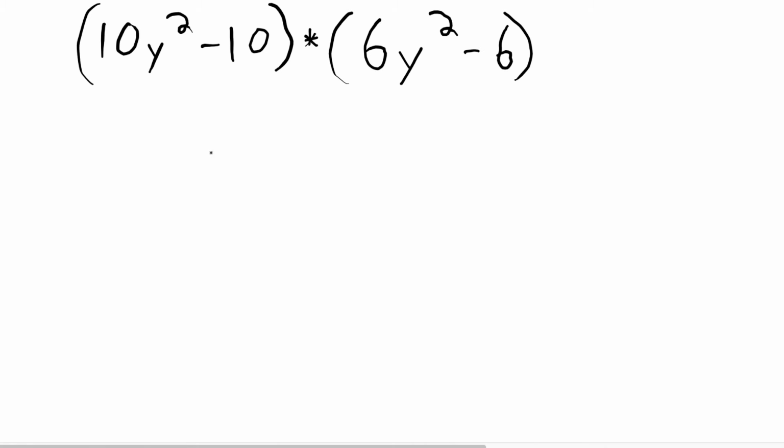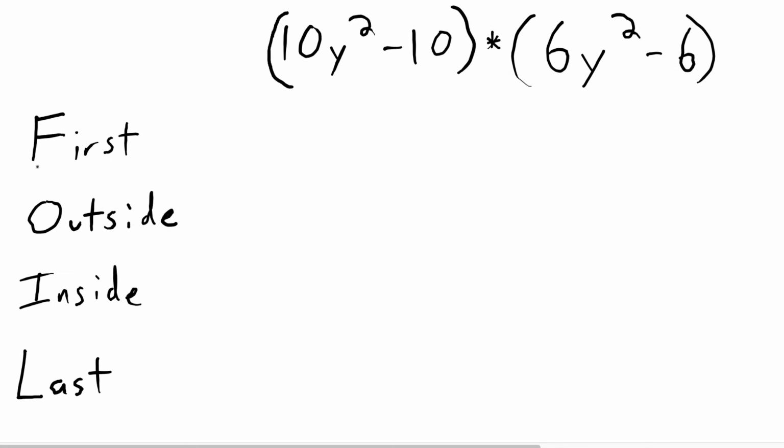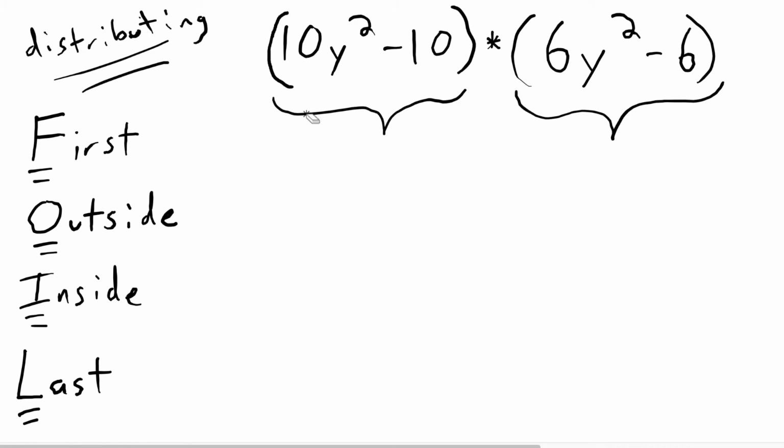So if you're from the United States, you might be familiar with the acronym FOIL. This is the situation where you have to use FOIL. And what FOIL stands for is first, outside, inside, last. FOIL is a way to remind yourself to be sure to multiply everything that needs to get multiplied. So let's do this according to the rules of FOIL. I'm going to put an equals sign here.